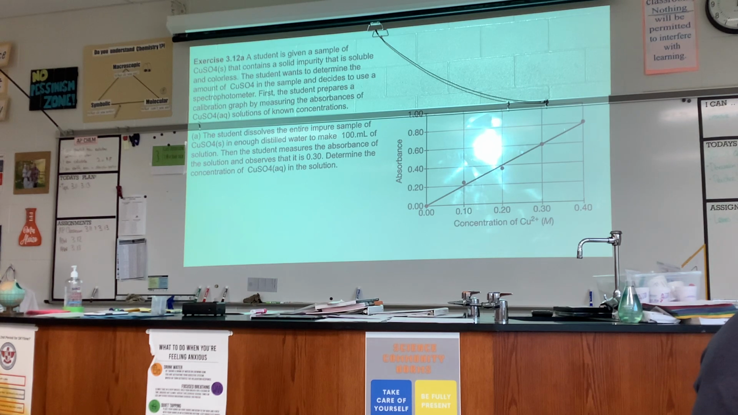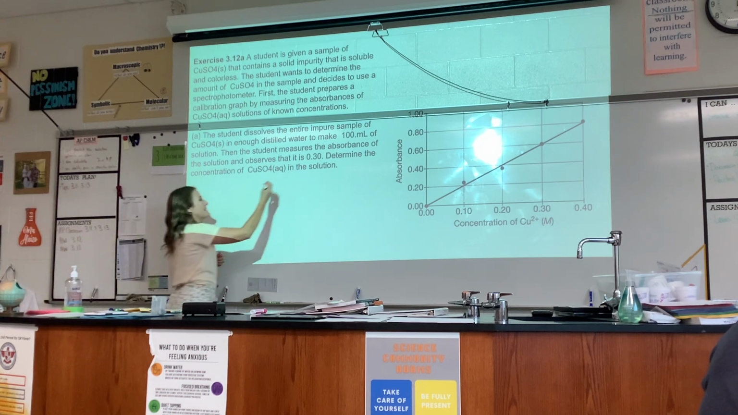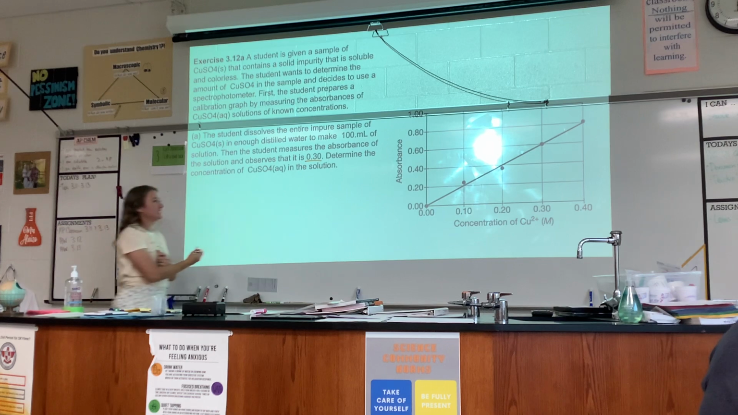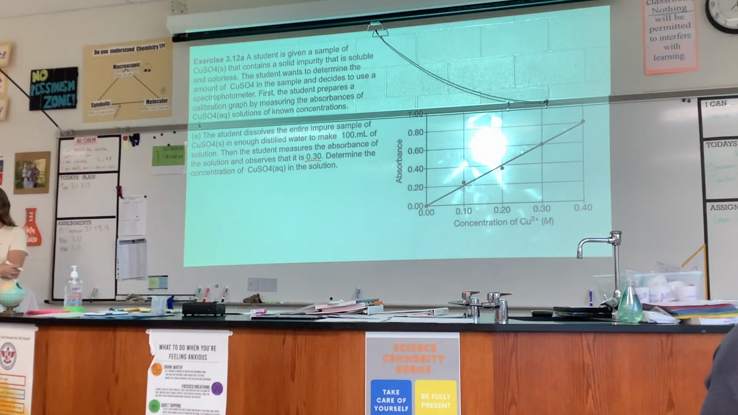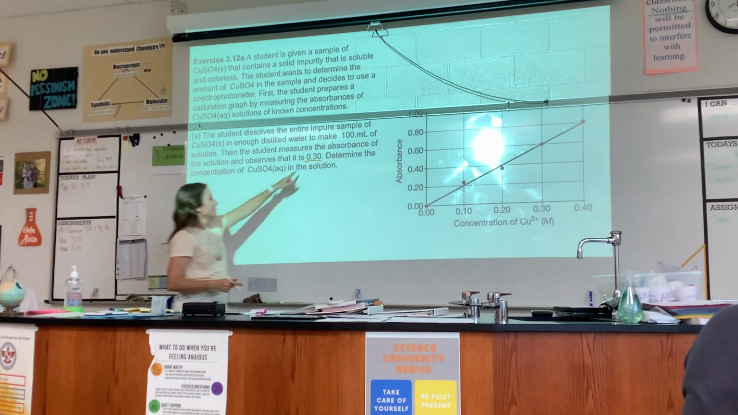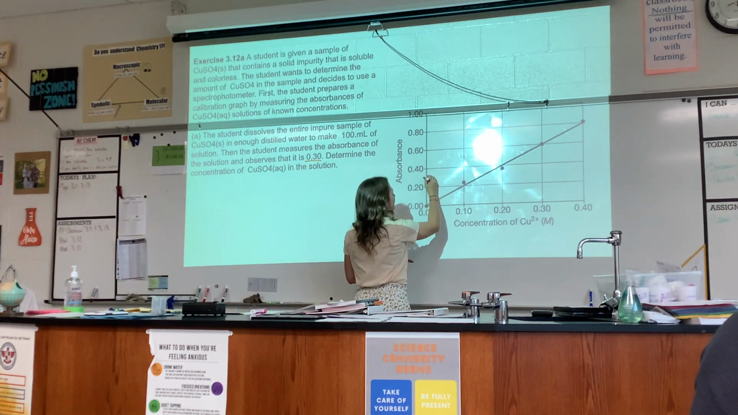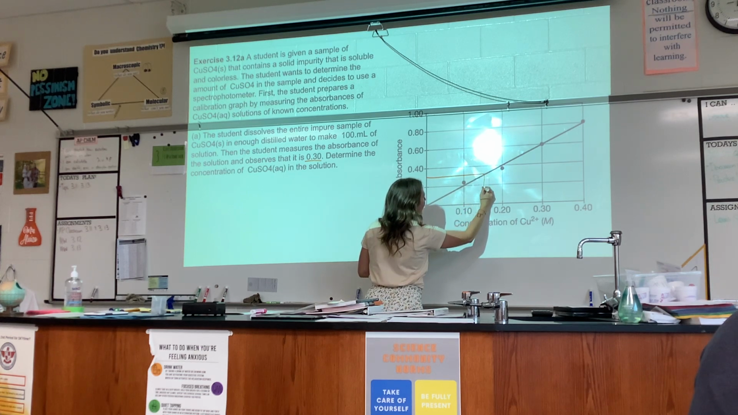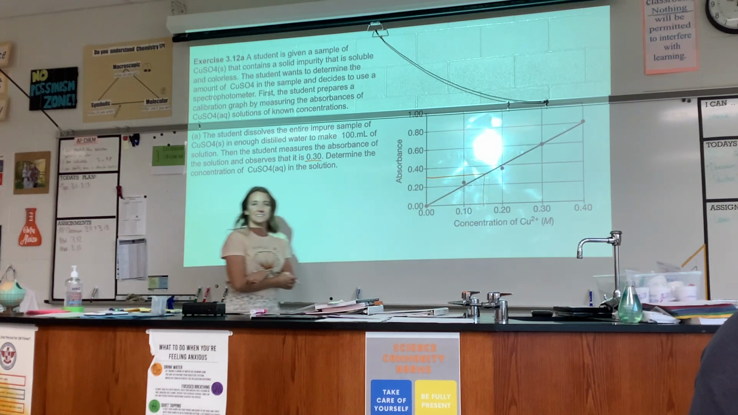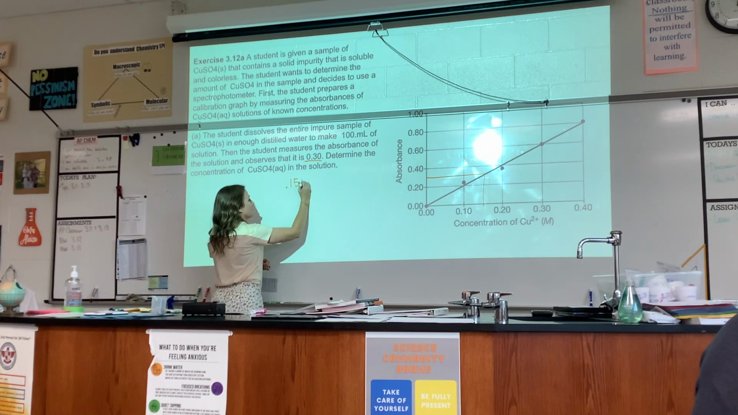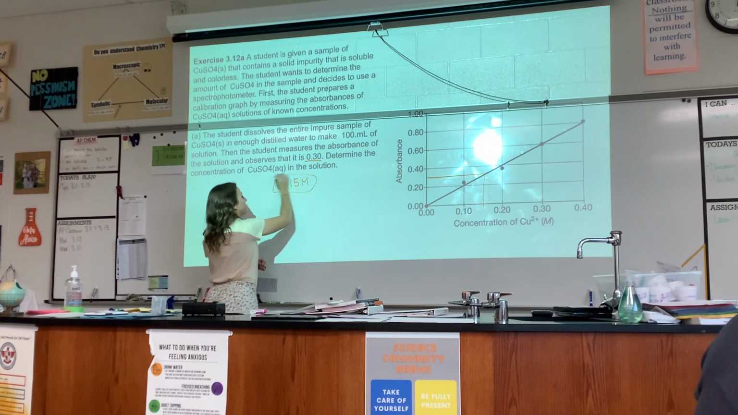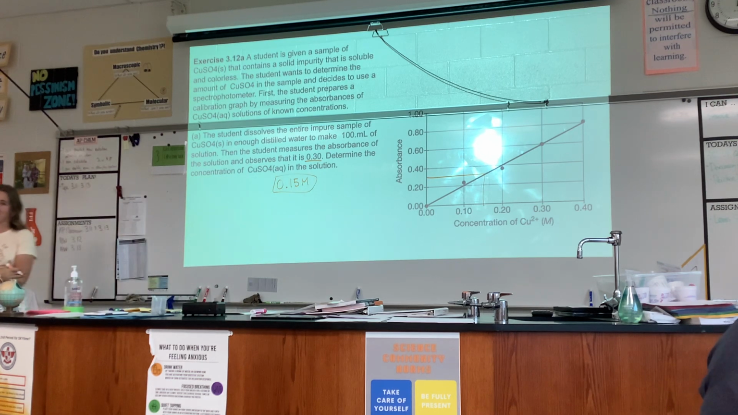The question said the student dissolves the entire impure sample in enough water to make 100 mL. Then the student measures the absorbance of the solution and finds that the absorbance is 0.30. Determine the concentration of copper sulfate in the solution. So I come to my graph, I go to 0.3, I come to my line, I bring it down, and I estimate, I'd say a concentration of 0.05 molarity. And there's my answer for that giant paragraph of a question.